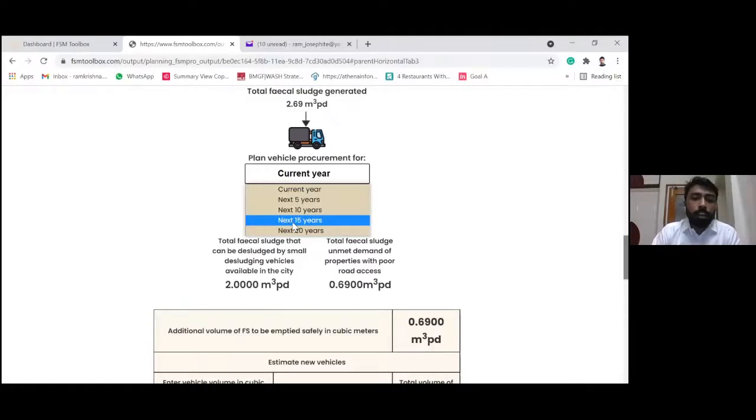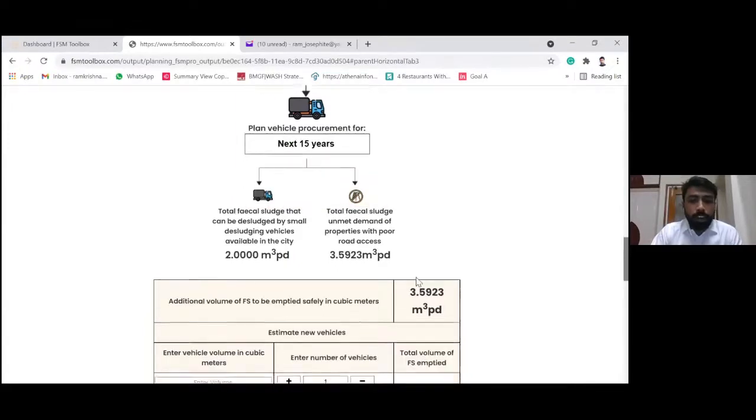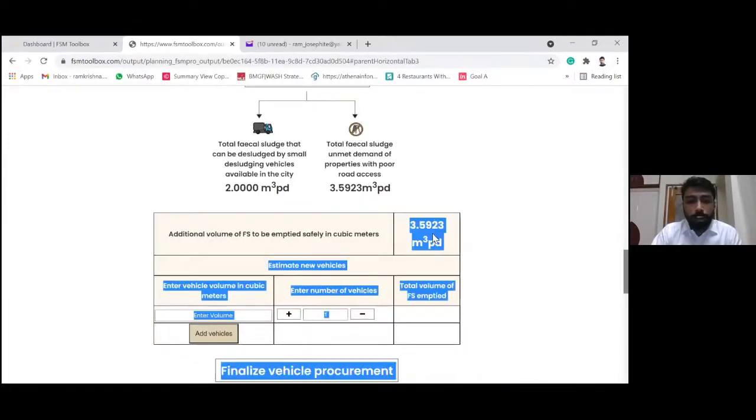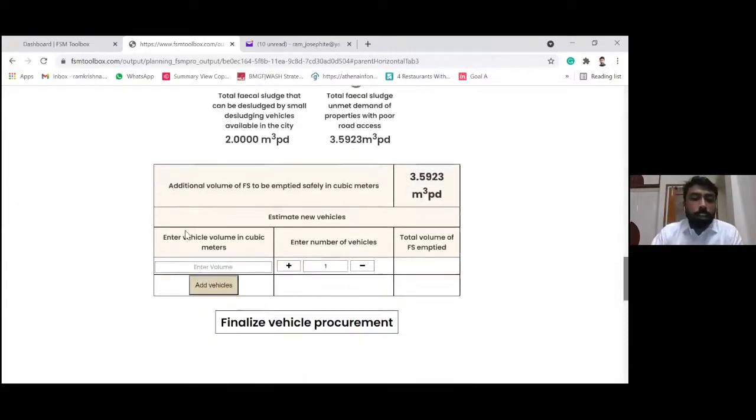And it is dependent on the population projection rates and the other rates as well, the growth rate. So it will help you estimate how the population is expanding and what would be the fecal sludge generated after 10 years or after 15 years. Like for example, right now it's showing 2 cubic meters. If I select it for the next 15 years, the total changes to 3.5 cubic meters as well.